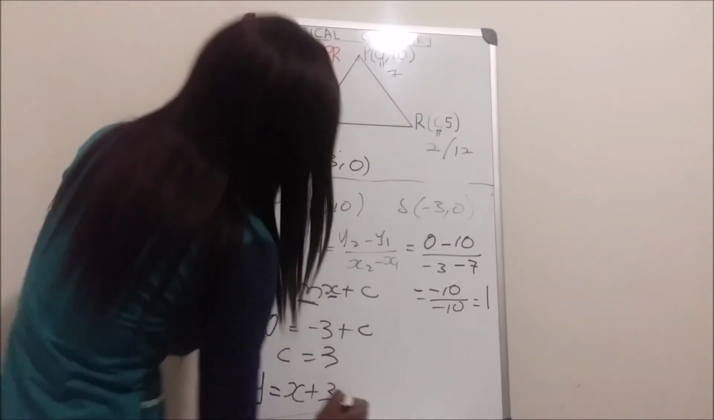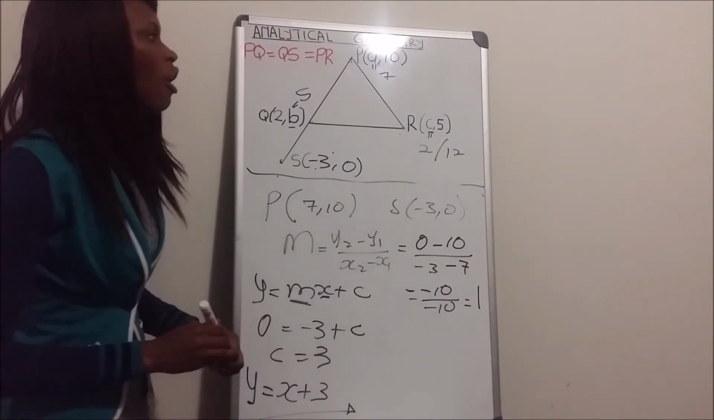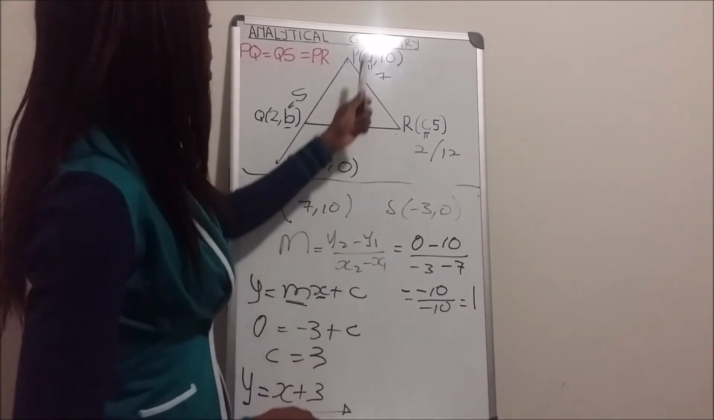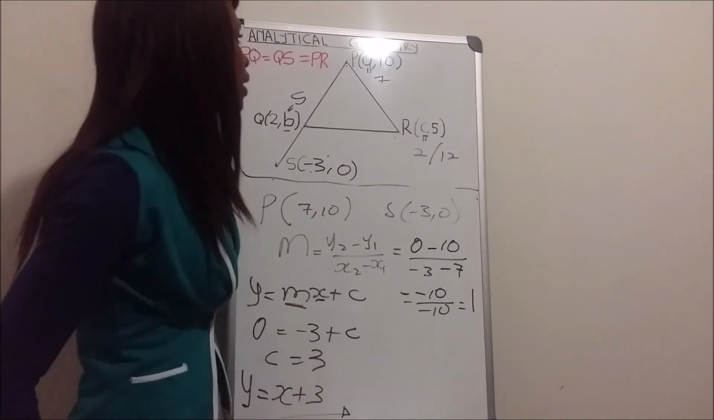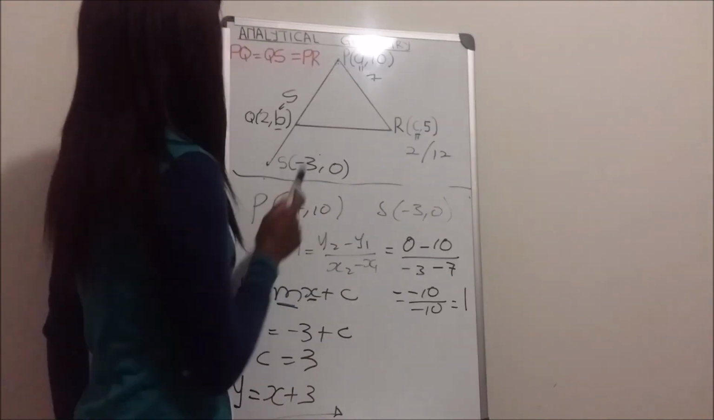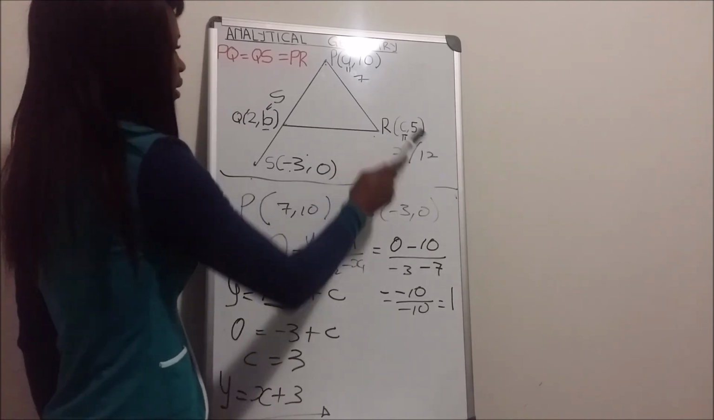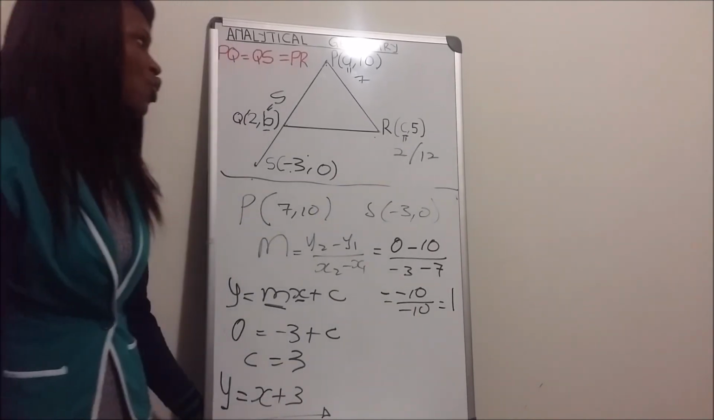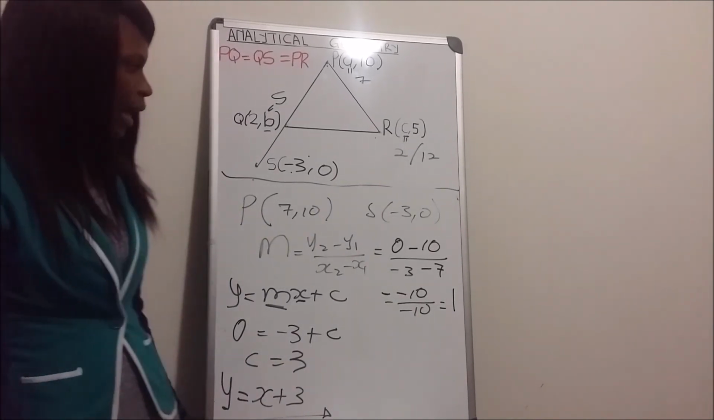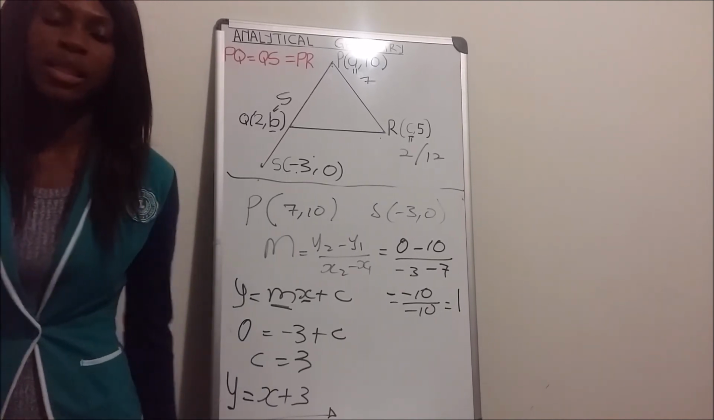All right guys, we have answered the full question, which is to find the coordinate of point A, and also the unknown B, and also to find c, and after that to find the equation of the straight line PS. Alright, I hope you understood everything that we did in this question.